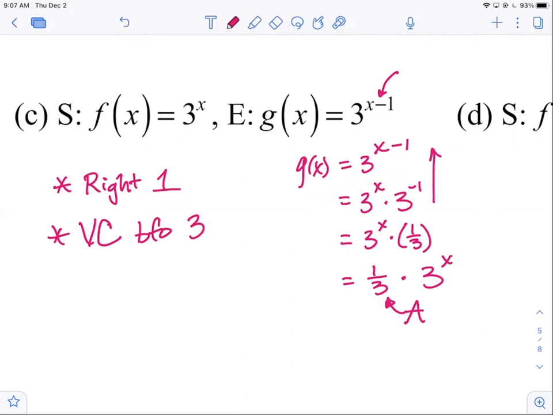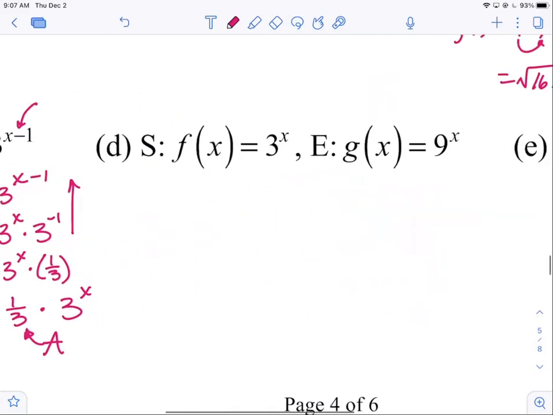Okay. So there you go. For an exponential function, you can move it right a unit or vertically compress it by a factor of 3. It's 1/3 as tall. There you go. You got the idea? All right. Go ahead and try this one on your own.